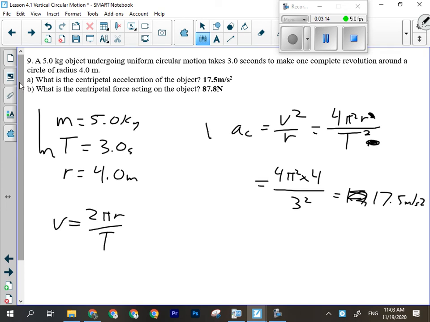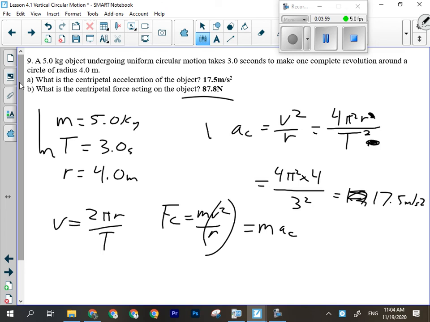Okay, and then for part B, what's the centripetal force? Well, there's actually a shortcut on this. You could do all of this again, go Fc equals mv squared over r and plug all of that in for v. Or you could recognize that you just calculated this, and that Fc equals mass times centripetal acceleration. You already have the centripetal acceleration, and the question told you the mass was 5 kilograms, so all you have to do is go 5 times 17.5, and you'll get 87.8 newtons and save yourself a ton of work. Any other ones?